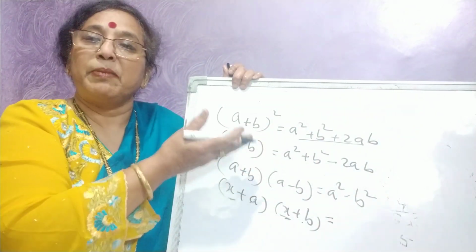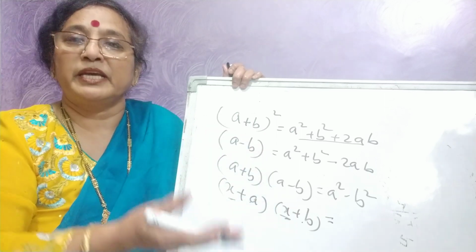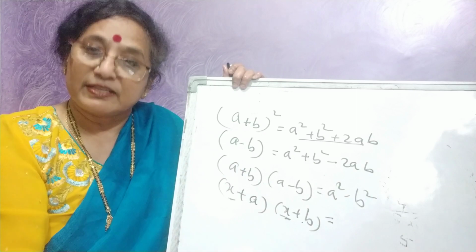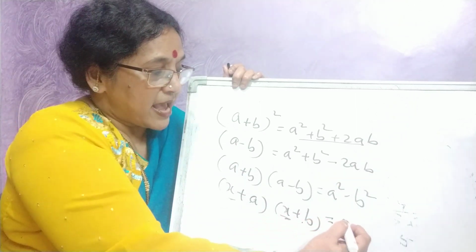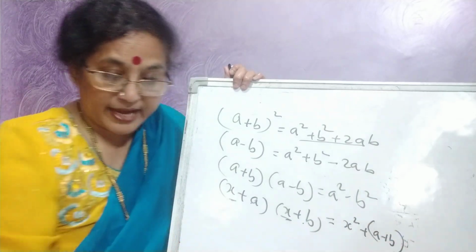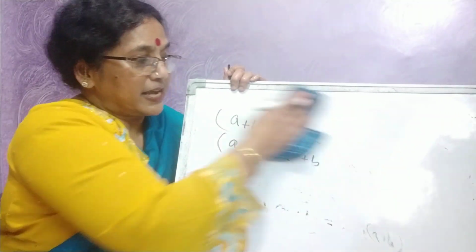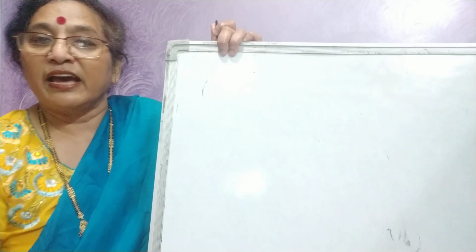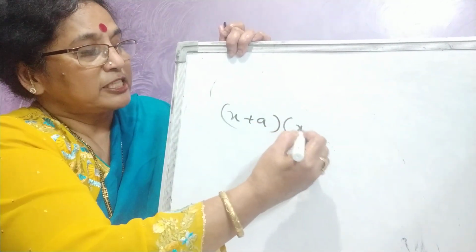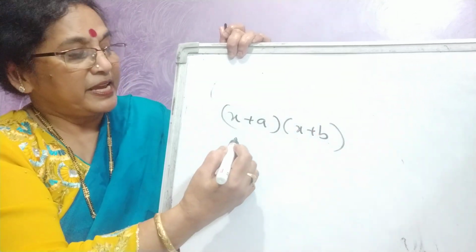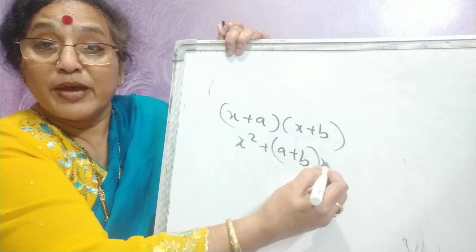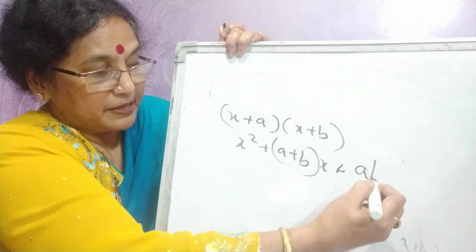But how are we applying this to multiplication of numbers without long multiplication, and we do it faster. So this is x square plus, add the 2 and into x. So let me rub it and write again. So here you have x plus a into x plus b, which gives me x square, add the 2, a plus b into x plus ab.